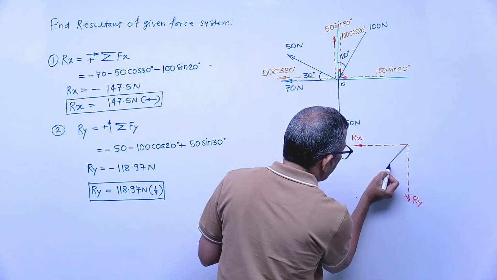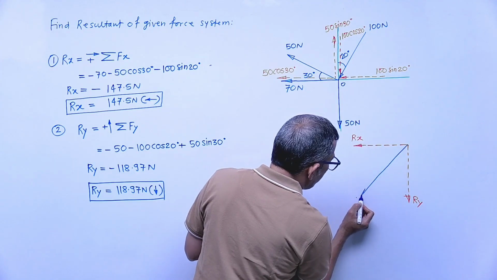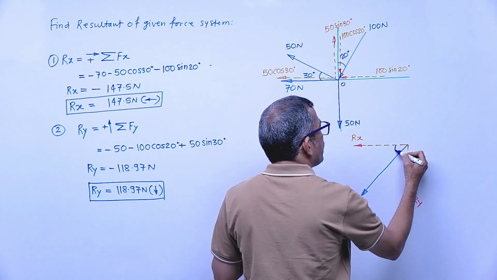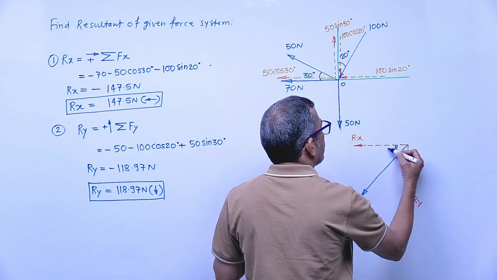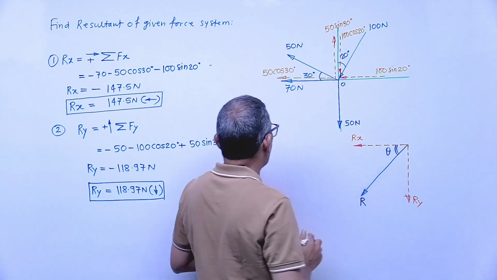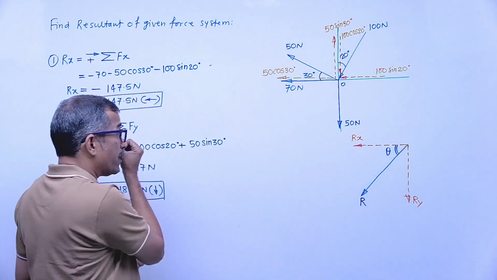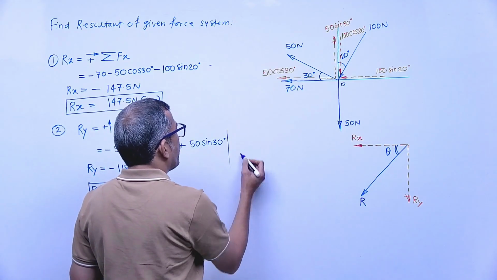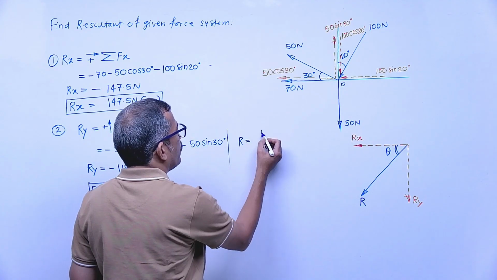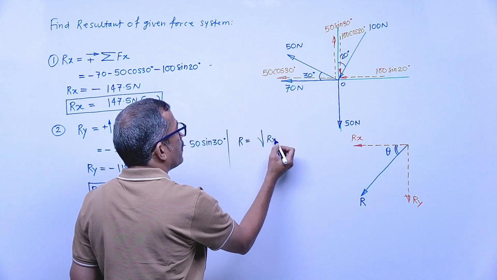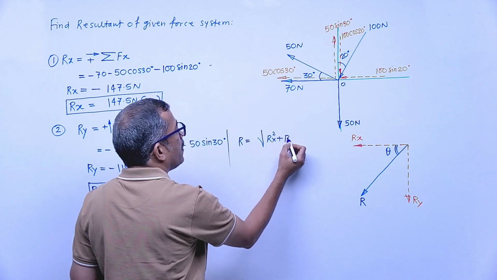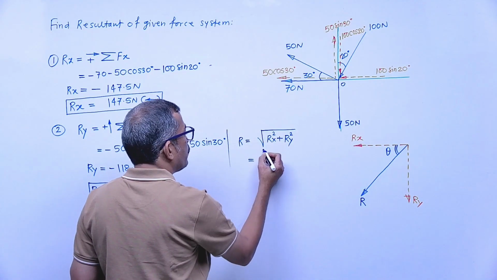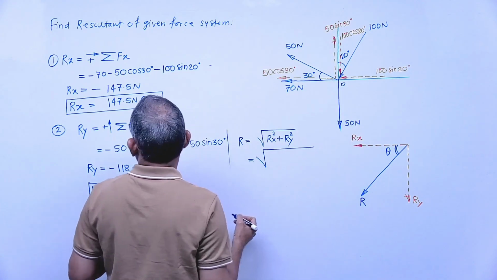The resultant you will get in this quadrant; this is the resultant of the given force system, and this angle is theta. How will we find the magnitude of the resultant? Applying the Pythagoras theorem, R is equal to the root of Rx square plus Ry square. Rx is 147.5.